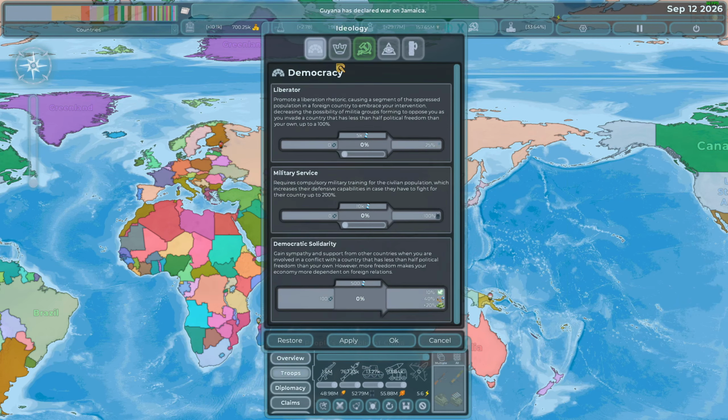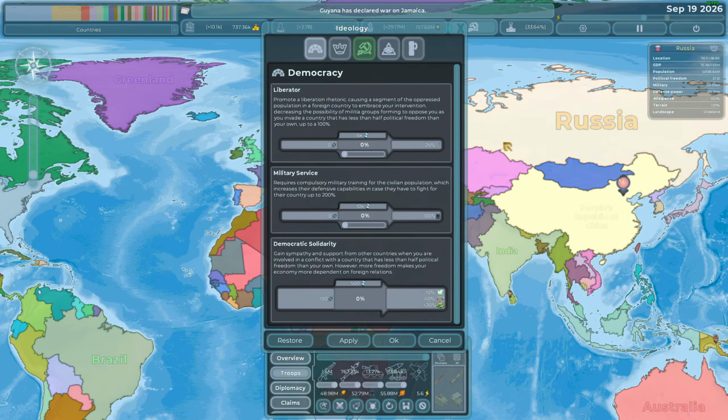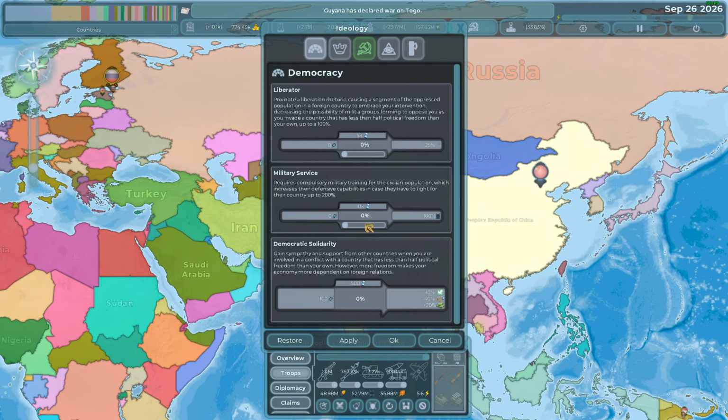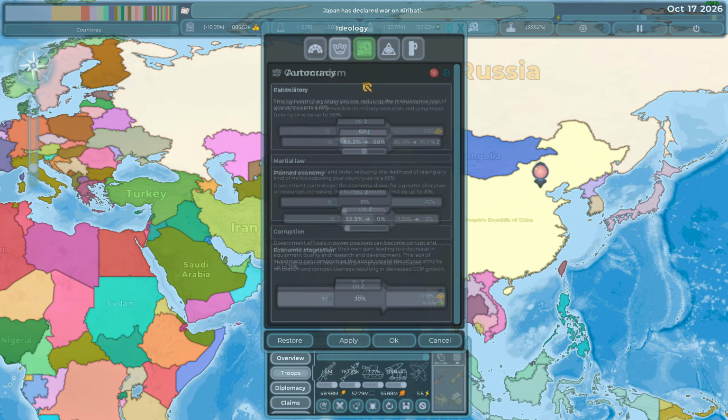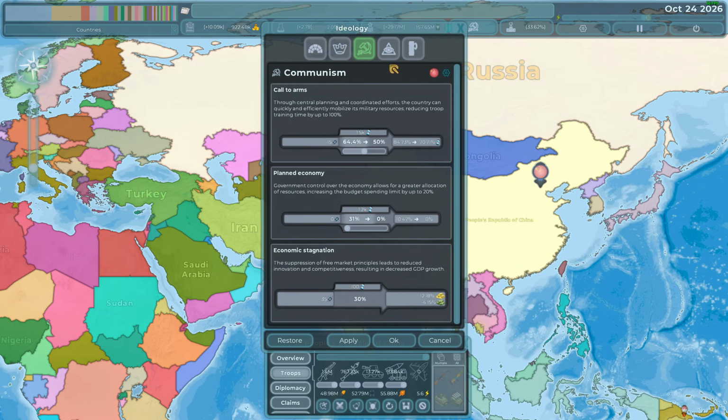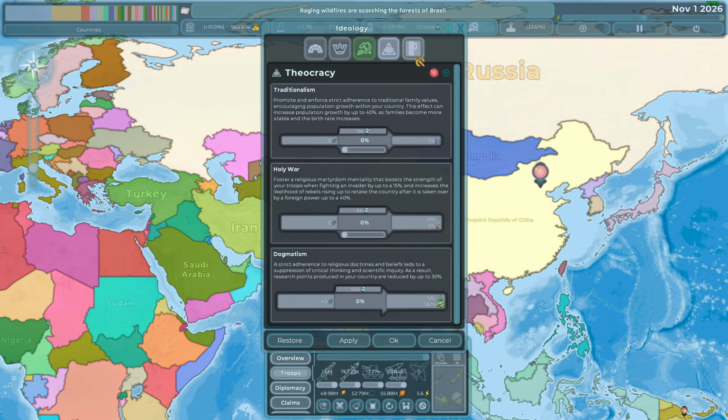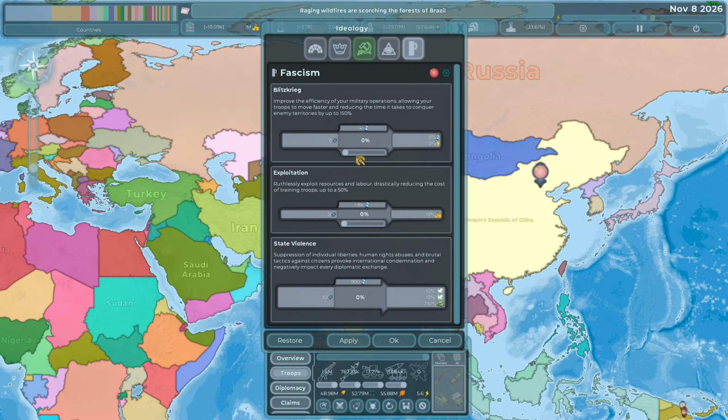I guess I could explain where I usually put ideologies at. For democracy, I've seen 61-25, I've seen 40-40, I like 40-25. For autocracy, I like 60-50. For communism, I like 50-0. I don't run theocracy. And for fascism, I like 29-34.